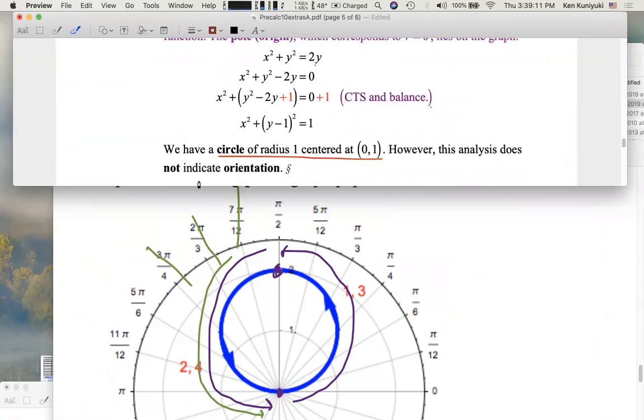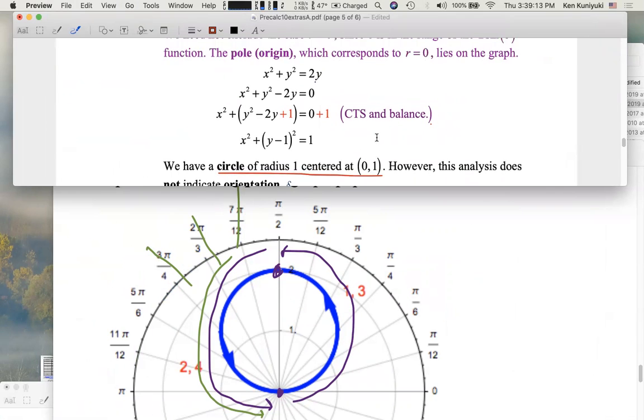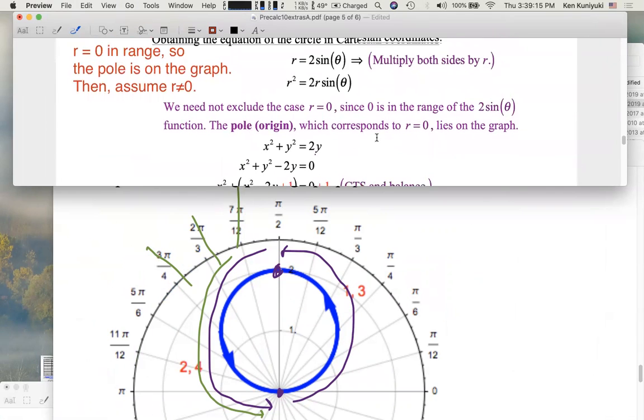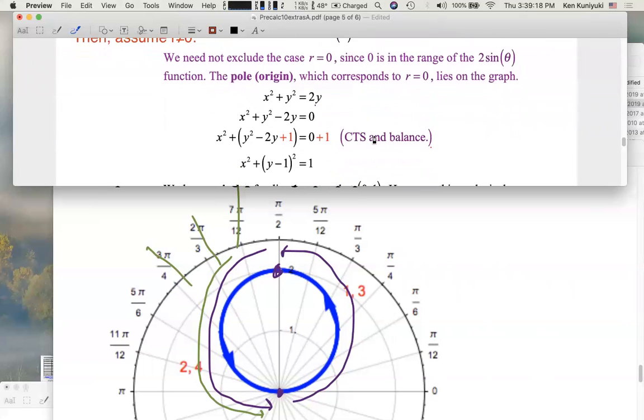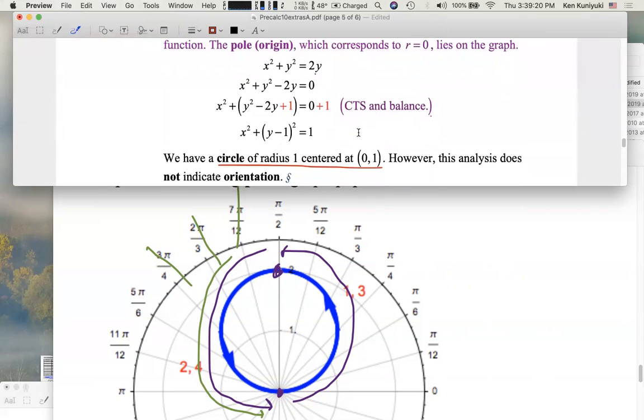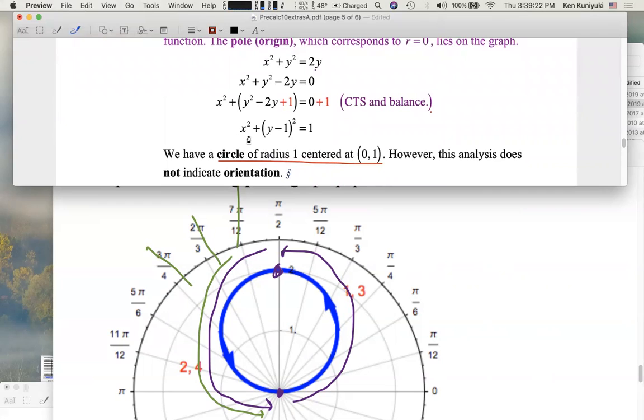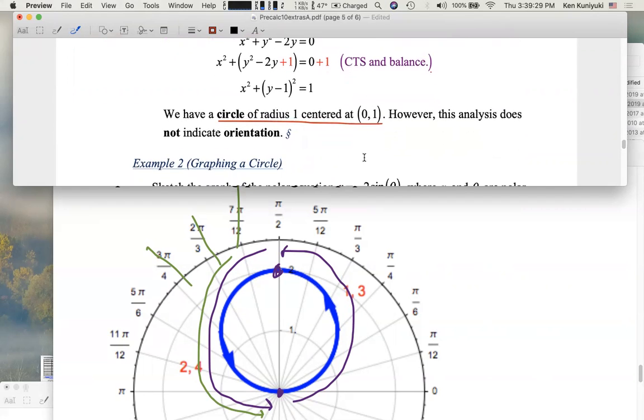However, this analysis does not indicate orientation. This process is sometimes called eliminating the parameter. But one problem with that is that you sometimes lose orientation. This tells you nothing about orientation. Remember that in our class, it's going to be counterclockwise. Put the arrow in. All right.